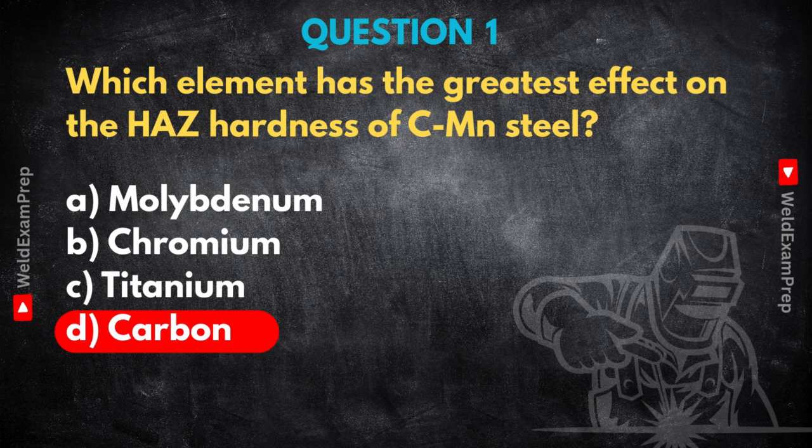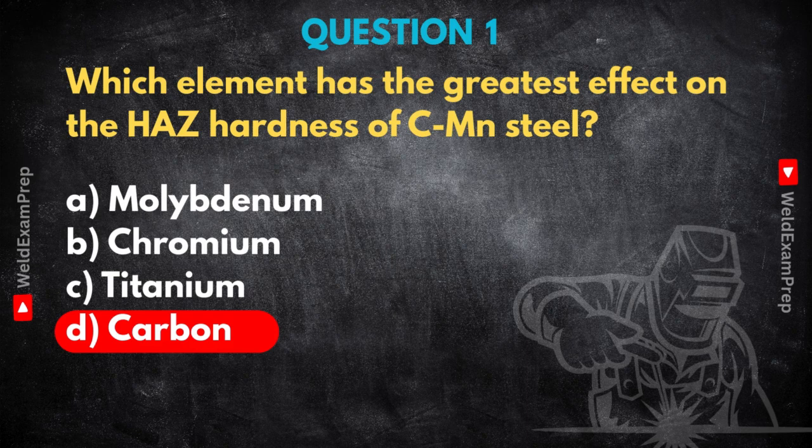Now, the heat-affected zone, the HAZ, that's the metal right next to the weld that got hot but didn't actually melt. The rapid heating and cooling cycle during welding, especially if you don't manage things like preheat, can make the carbon in CMN steel form very hard structures, things like martensite, right there in the HAZ. That potential to form hard structures, that's hardenability.